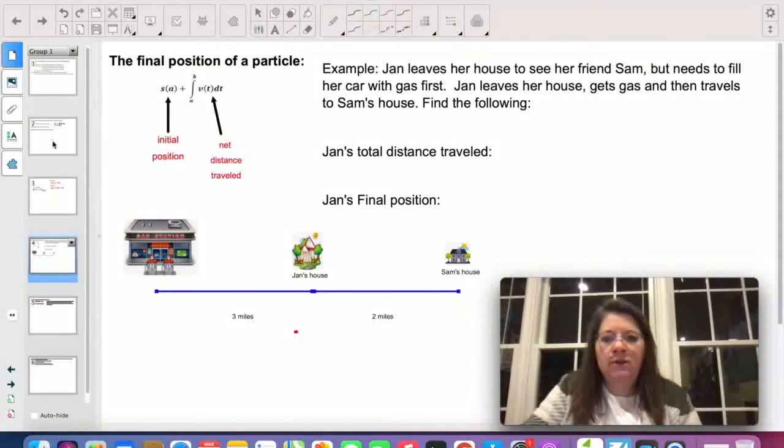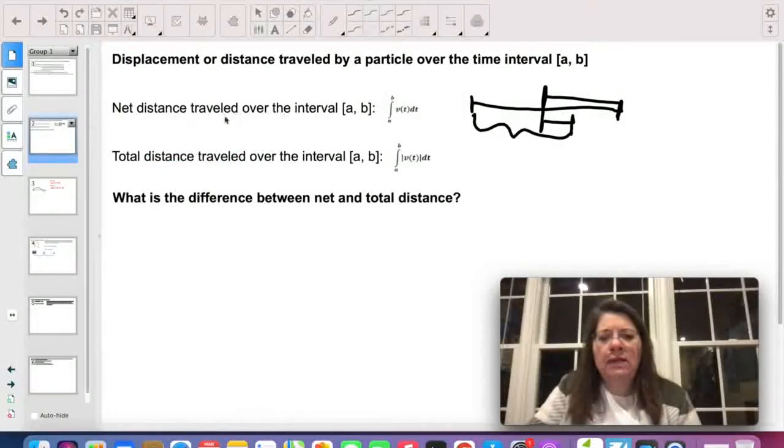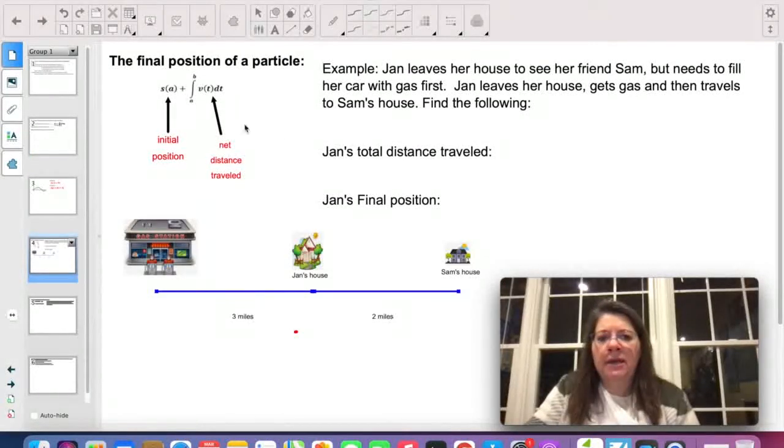If you go back to the formulas, notice here the net distance traveled is the integral from a to b of v of t dt. And the total distance traveled is the integral from a to b of the absolute value of v of t dt. The next thing we need to talk about is the final position of a particle, and that takes into account where you started.